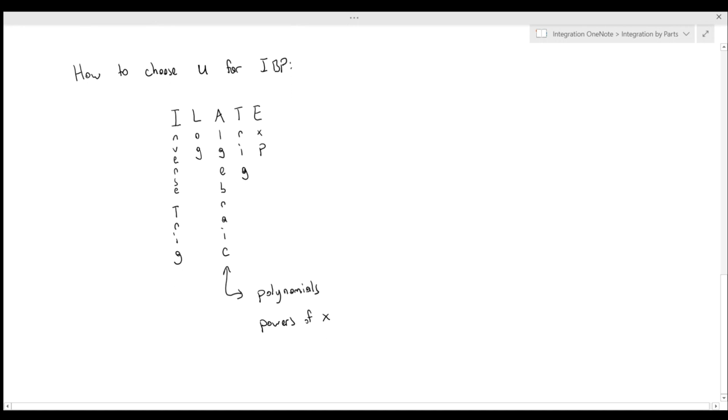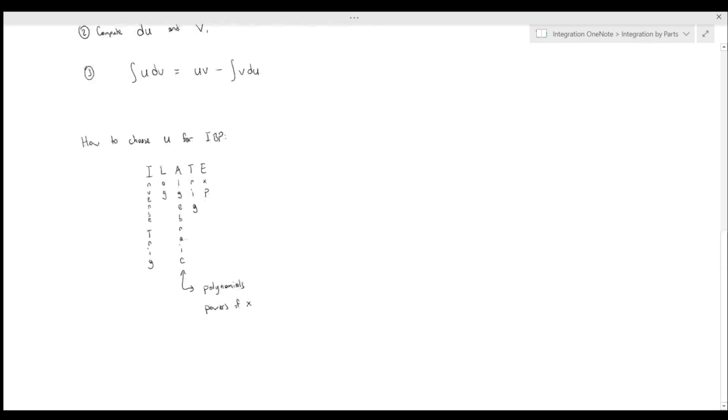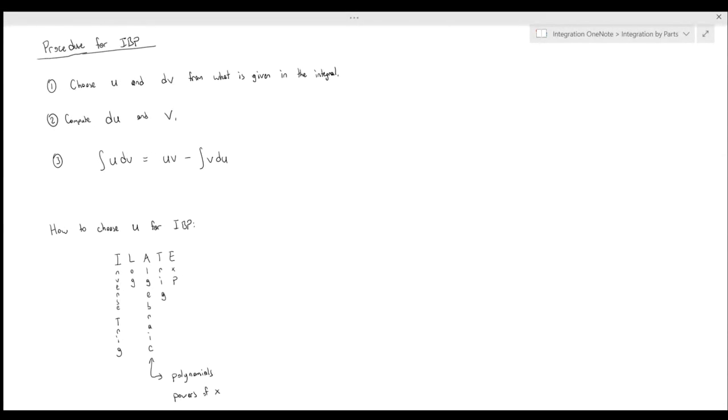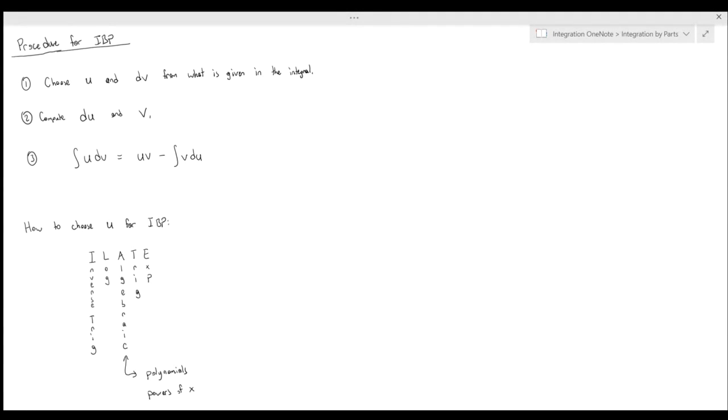So I'm going to do a couple more examples of integration by parts. Okay, so I'm going to take a look at the following example first. So let's consider the integral of x squared minus x times the natural log of x.